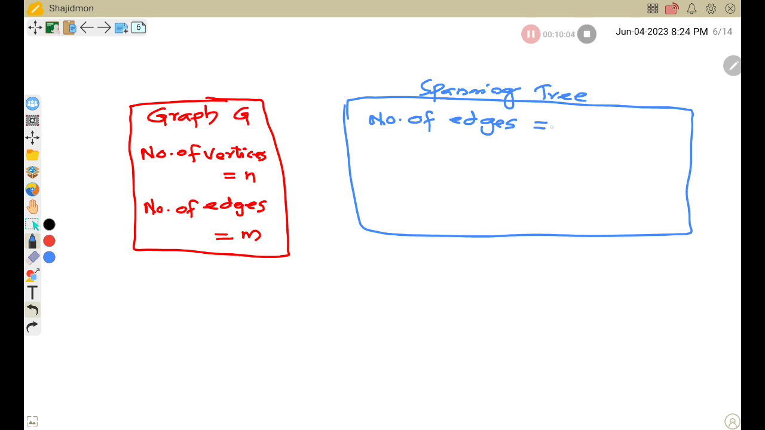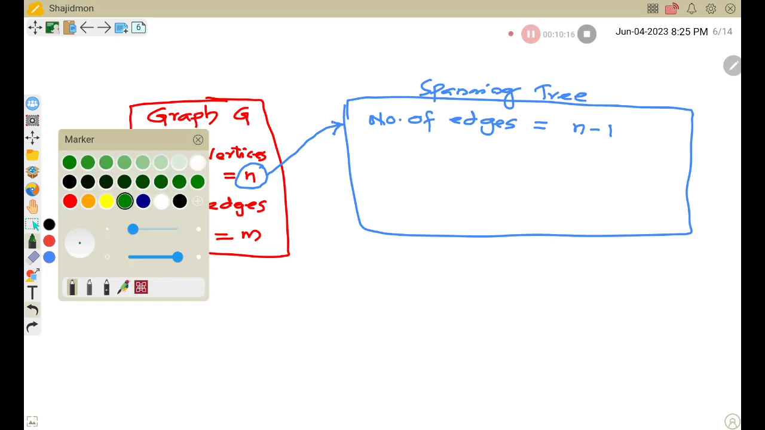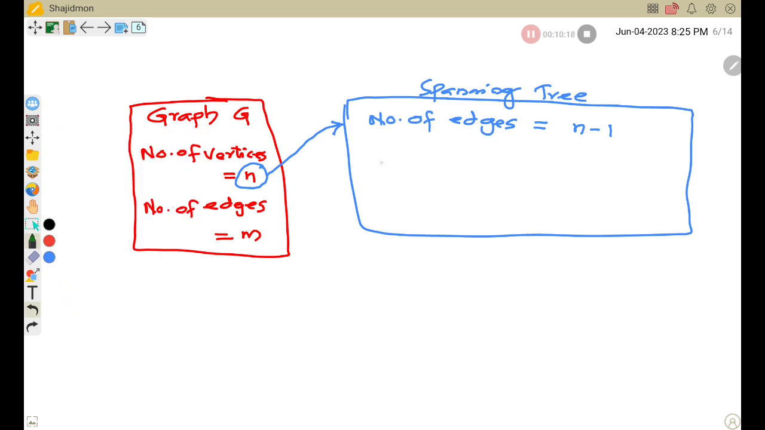Number of edges in a spanning tree is n minus 1. N means, what is the meaning? N, number of vertices, correct? Number of vertices minus 1, that is the number of edges in a spanning tree. And what is the second condition we need to be careful? How many edges we need to remove?